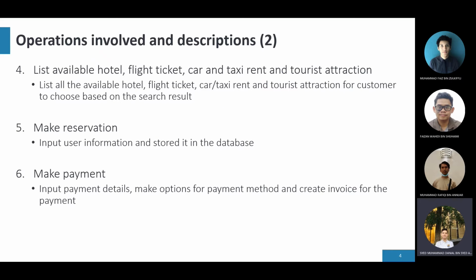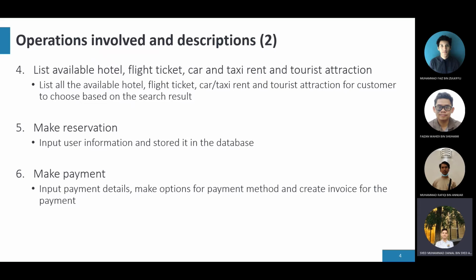Number 4, list available hotels, flight tickets, car and taxi rentals and tourist attractions. The point is to list all the available hotels, flight tickets, car or taxi rentals and tourism attractions for the customer to choose from based on the search result. Number 5, make reservation, input user information to store in the database from the website.